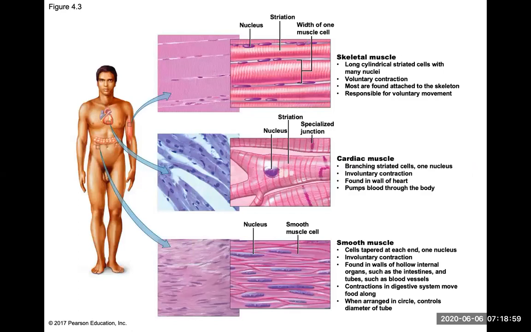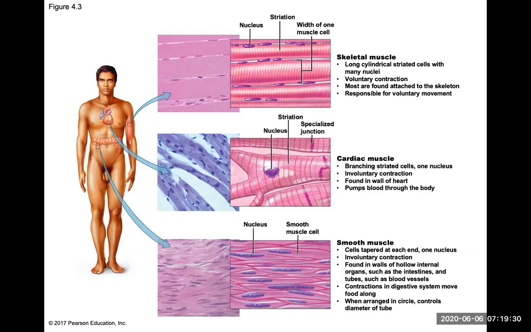So skeletal muscle is long, cylindrical, striated cells. It's voluntary, so that means you control the movement of your skeletal muscle. Most are found attached to your skeleton and are responsible for voluntary movement. Cardiac muscle is branched and striated. It's found in the wall of your heart, and it pumps blood through the body. Cardiac muscle is involuntary, and that just means your heart is contracting and moving without you telling it to.